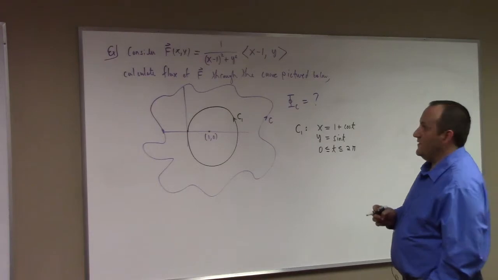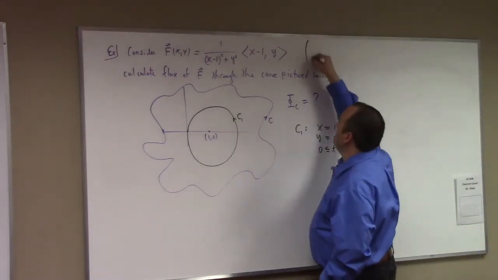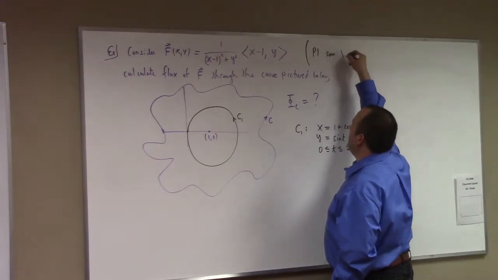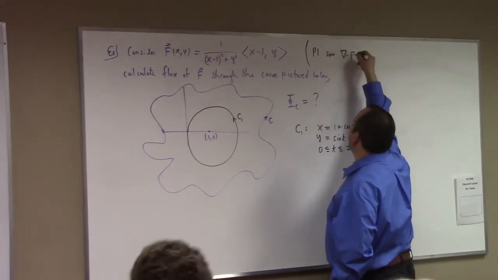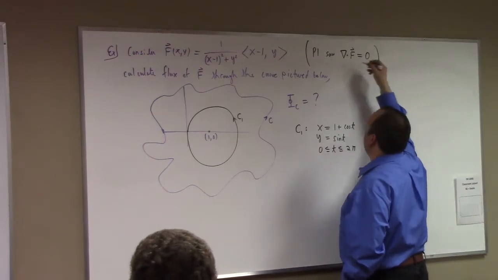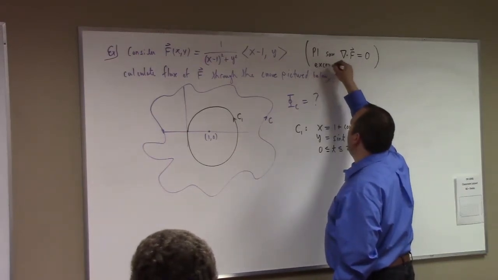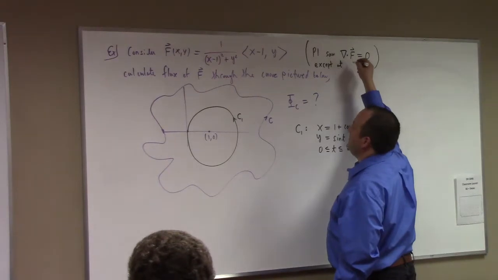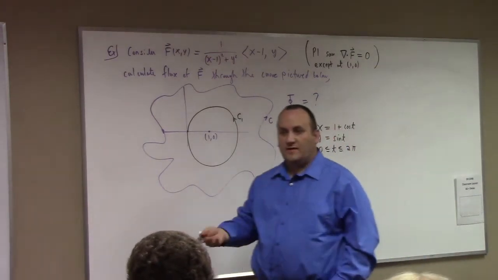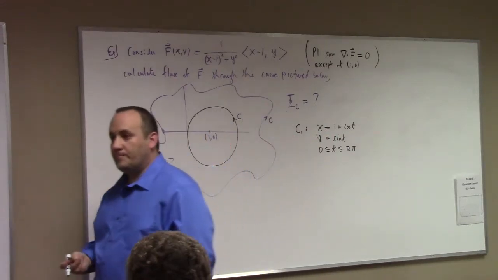We actually worked this out yesterday, right? Yesterday, problem 1, we saw that the divergence of this vector field f is equal to 0. Except where? The origin, but in this case, (1, 0). (1, 0) is the bad spot. But otherwise, that divergence was 0.